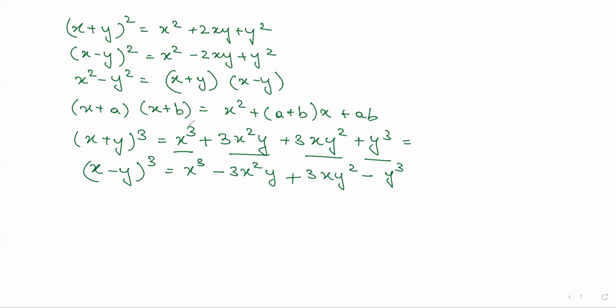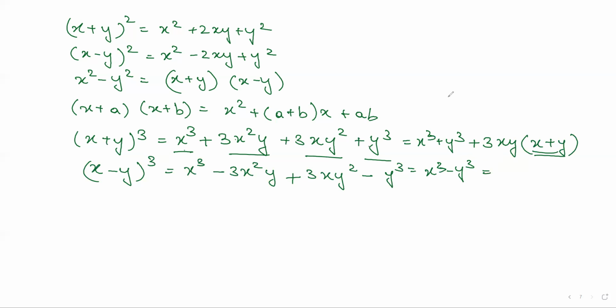Another way to memorize this is to write the first and last terms first, x³ + y³, and here x³ − y³. Now take common. What can you take common between these middle terms? 3xy. What you're left with is x over here and y over here, so x + y. (x + y)³ = x³ + y³ + 3xy(x + y).